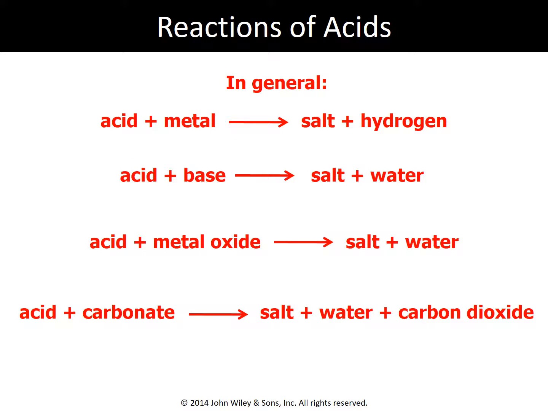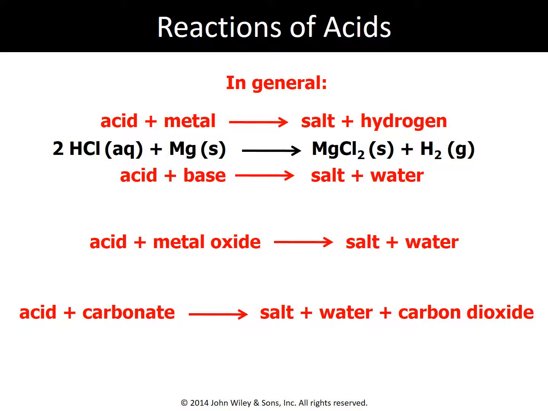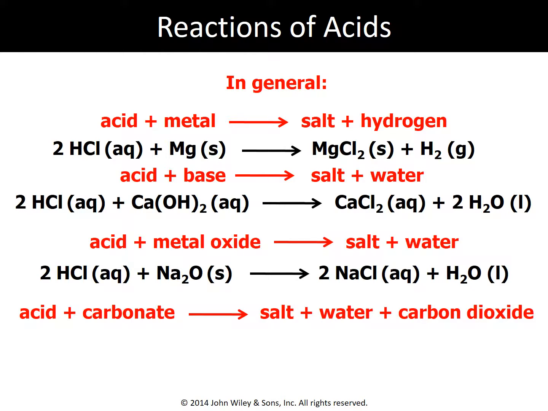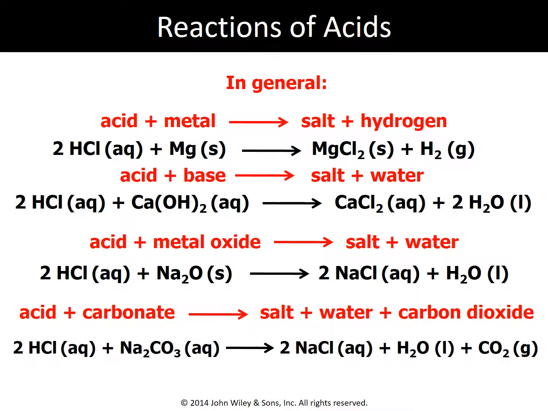In general, let's look at some reactions of acids. We can combine them with metals, giving us a salt and a gas. We can combine them with bases, giving us another salt and water. We can combine them with a metal oxide, so a metal with oxygen attached to it. And we also can combine them with carbonates, sometimes giving us water and a gas as a byproduct as well. In general, we can see here hydrochloric acid, an acid we've talked a little bit about in the course, giving us our salts: magnesium, calcium, and sodium chloride.